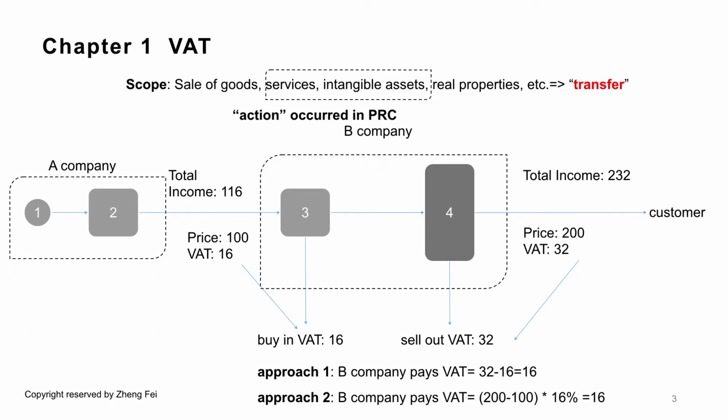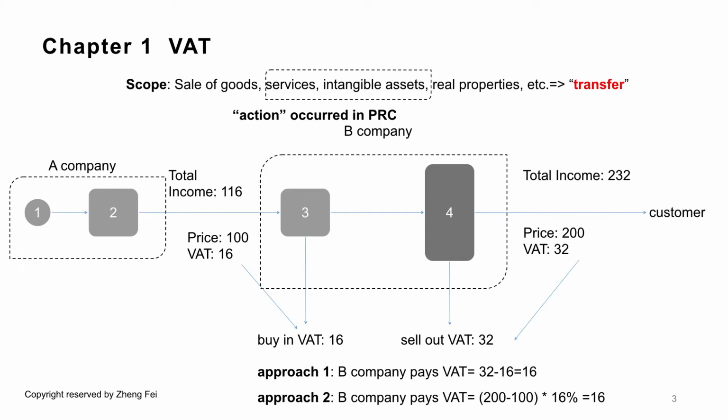And then Company B, through its own production, sells product 4 to an end customer at a price of 232, which includes the price of 200 and VAT 32. This is called sell-out VAT. As such, there are 2 approaches to calculate how much VAT Company B shall pay to the government.